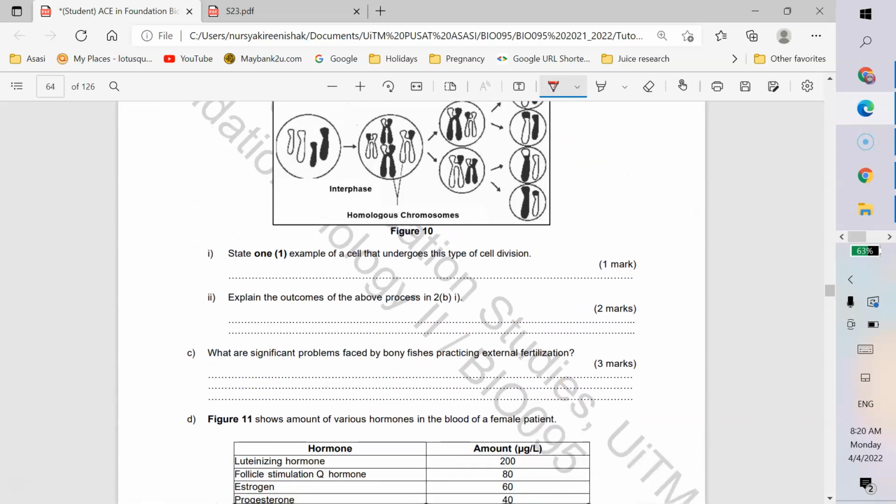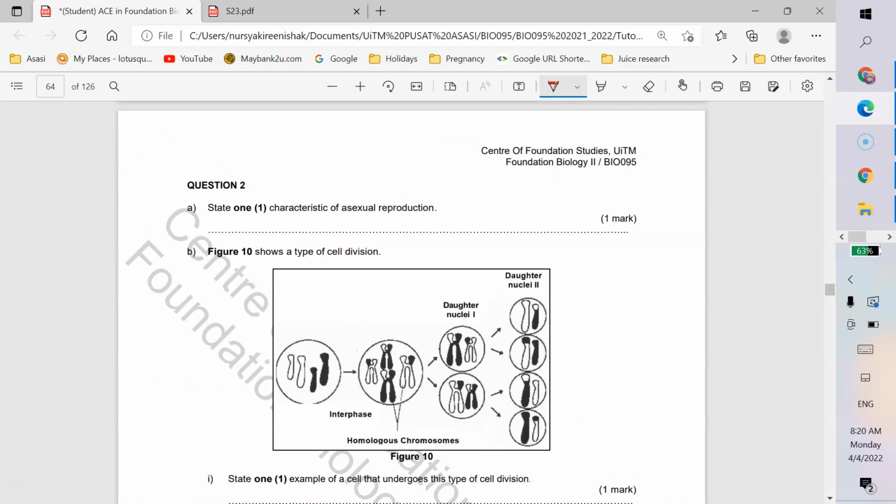Question number 2. State one characteristic of asexual reproduction. The answer is offspring are genetically identical to the parents. Okay, betul lah. 1 point. Dia nak 1 markah je lah kan. State one characteristics of asexual reproduction. So the answer given by Izzat was genetically identical between offspring and also parents.